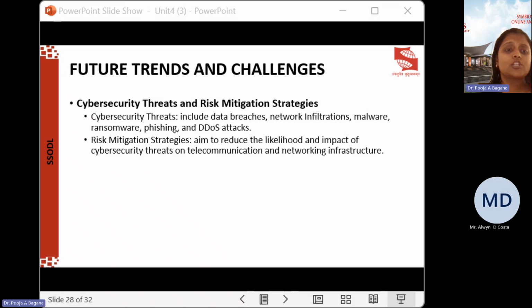So this particular risk mitigation strategy aims to reduce the likelihood and impact of cybersecurity threats on telecommunication and networking infrastructure. The key risk mitigation strategies include robust cybersecurity measures like network segmentation, access control, encryption, IDS, that is intrusion detection system. Then there are intrusion prevention systems, also detection and prevention, security information and event management solutions.